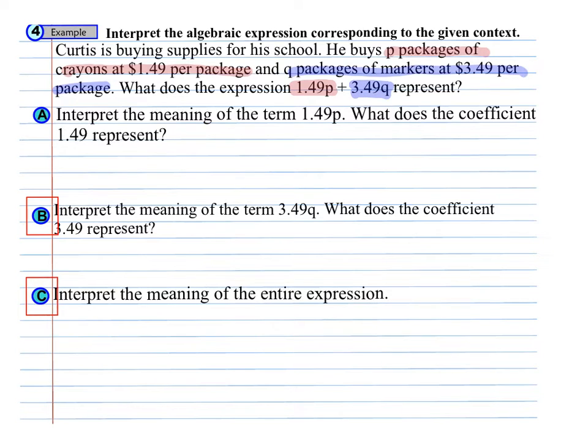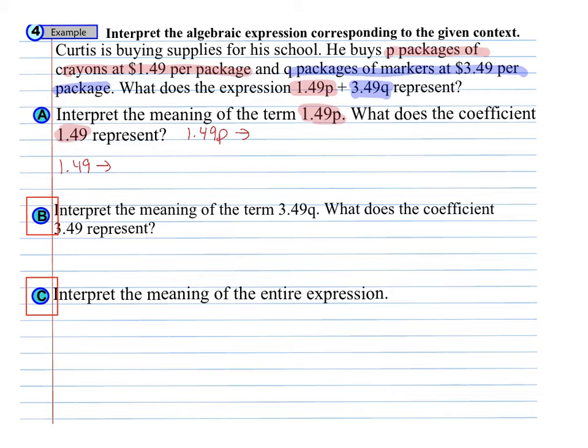Now we have three parts that we are going to use. On the first part, it says interpret the meaning of the term 1.49p, and what is the coefficient 1.49? So there's two things that we have to explain. One, we have to explain what the 1.49 times the p represents. And we also have to explain just the 1.49 in the context of the problem.